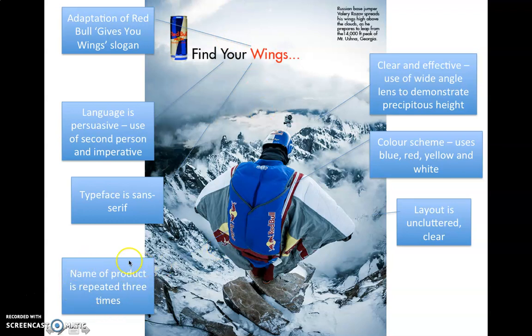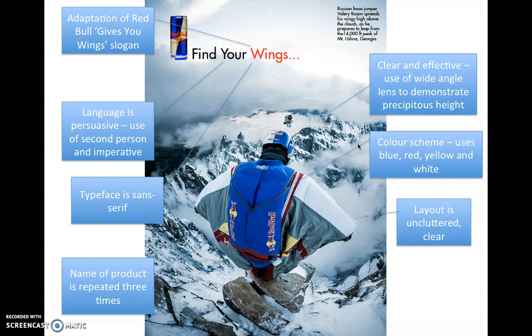The name of the product is repeated 3 times, 1, 2, and over here. And also on the hat as well, so you could argue 4 times in total. This is reinforcing the brand identity and of course the brand name. If we move to the right, we've got clear and effective use of a wide angle lens to demonstrate just how high up the individual is. And this creates the powerful aspect of the image as well.